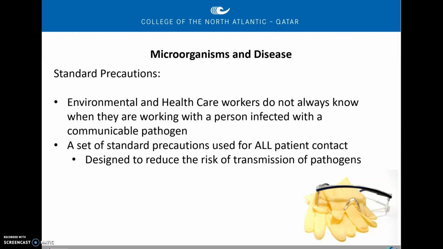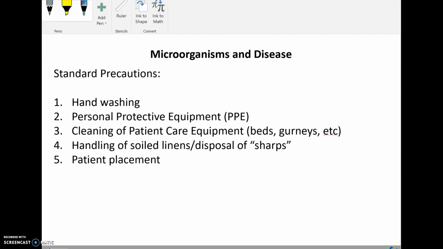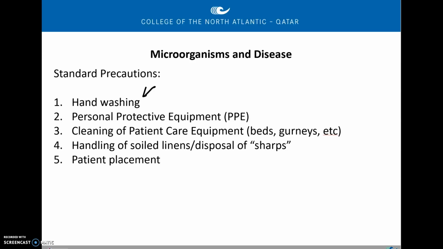So it's a set of standard precautions that are used for all patient contact, and it's used to reduce the risk of transmission of pathogens. You won't always know if somebody is sick, what they have, what's causing their disease. So you take these general precautions to protect yourself and to protect your patient. Standard precautions would involve many things, but first and foremost is hand washing. Hand washing is super, super important when it comes to dealing with pathogens.